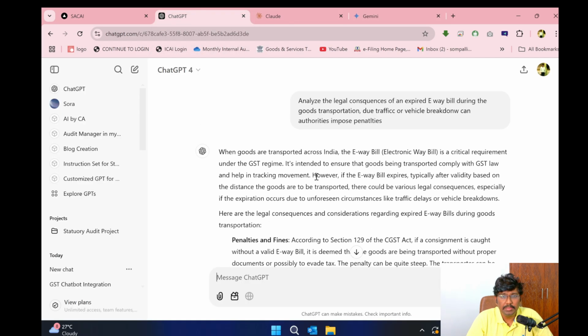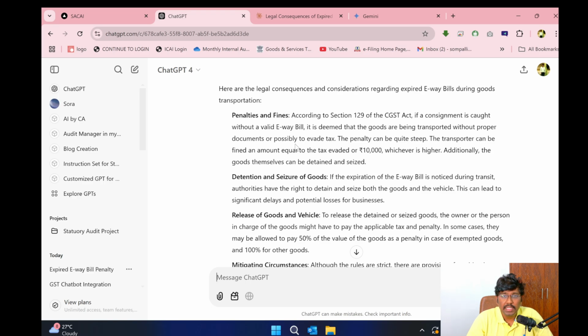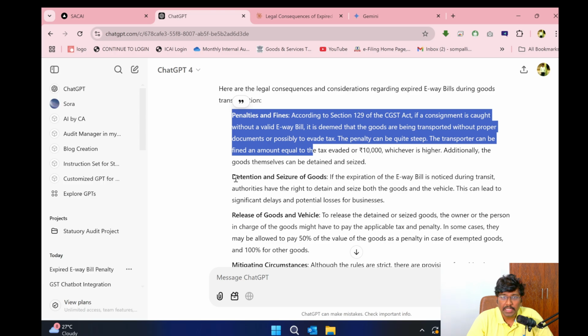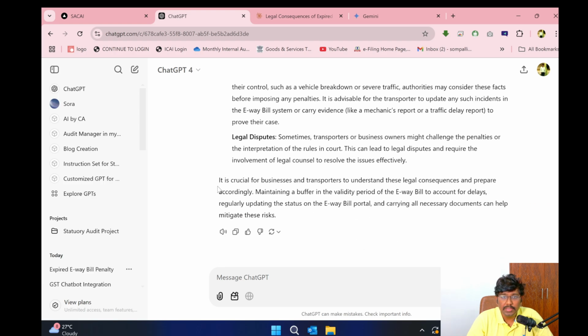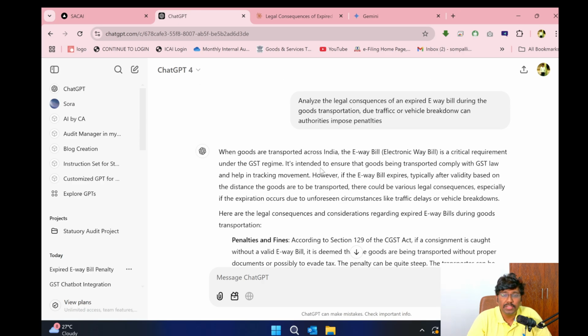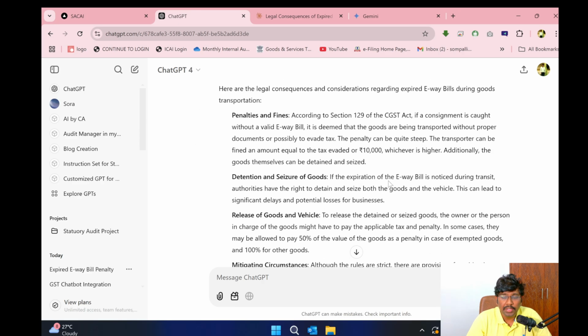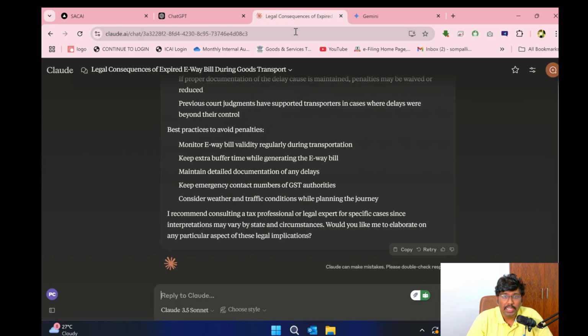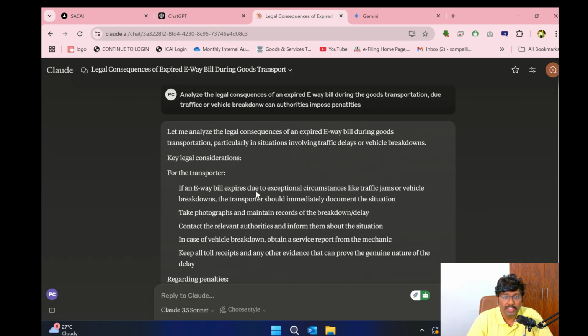First we'll check ChatGPT. When goods are transported across India, the e-way bill is a critical requirement under the GST regime. It is intended to ensure that goods being transported comply with GST law, helping track movement. However, if the e-way bill expires, there could be legal consequences: penalty, detention, release of goods, legal disputes. Okay, it has given general information about goods being detained in case the e-way bill is not available.